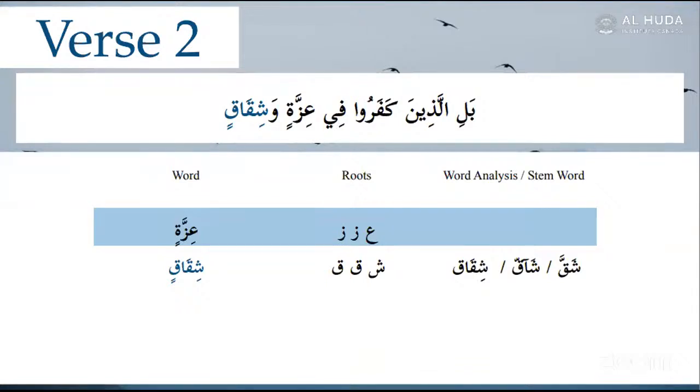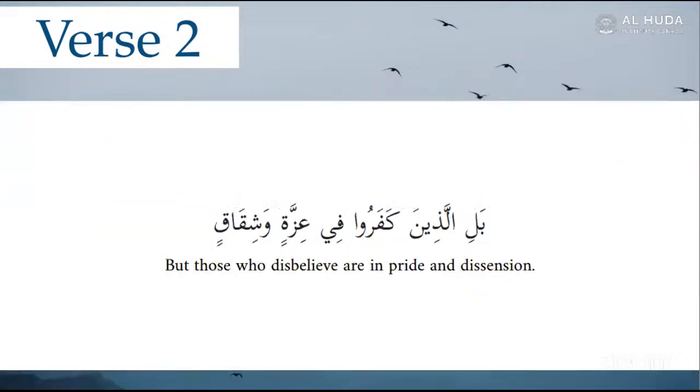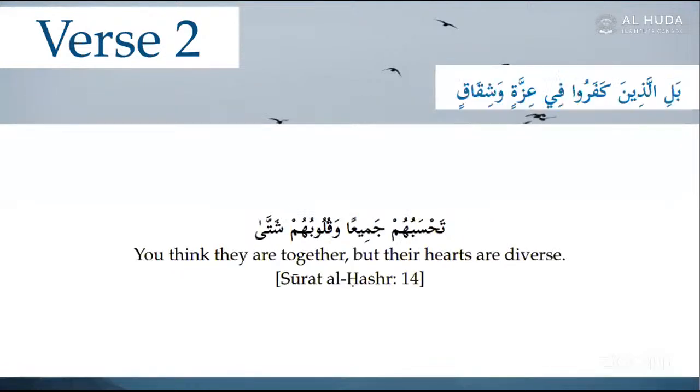Or this can also mean that these disbelievers are in shiqaq amongst themselves. They are in dissension amongst themselves. Some amongst them are calling Rasulullah sallallahu alaihi wasallam sahir, magician, and others call him majnoon, madman. They themselves are not united in their stance. In Surah Al-Hashr also, verse number 14, the disbelieving people have been described as تَحْسَبُهُمْ جَمِيعًا وَقُلُوبُهُمْ شَتَّى. You think that they're together, but their hearts are diverse, split apart.